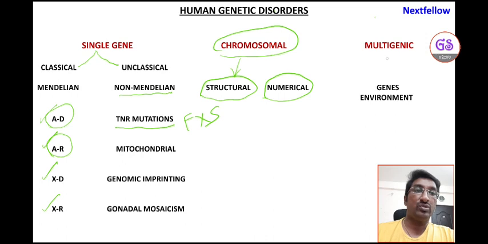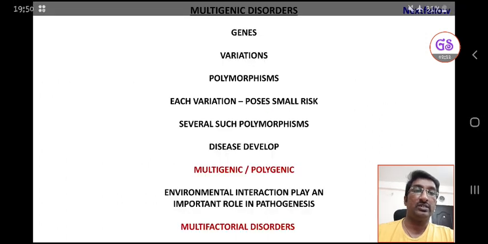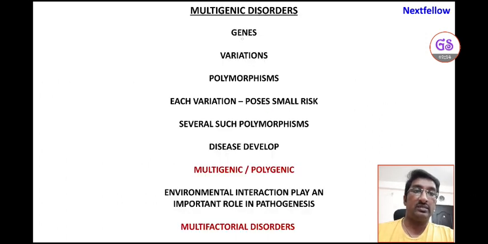Coming to the last group of human genetic disorder, they are multigenic disorder. These are the most common disorder where the genes along with environment play a very important role. In multigenic disorder, the genes, they show variations. Variations means it is called as polymorphism. So when the genes show variation, that means these genes are polymorphic.